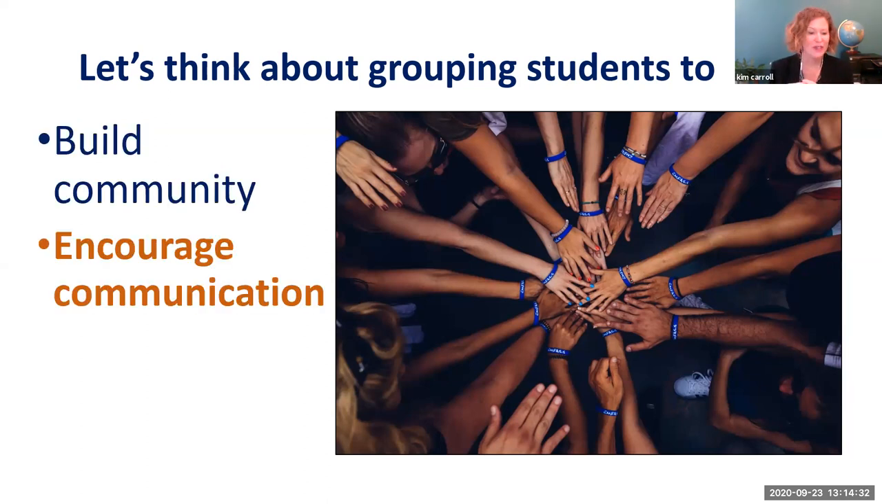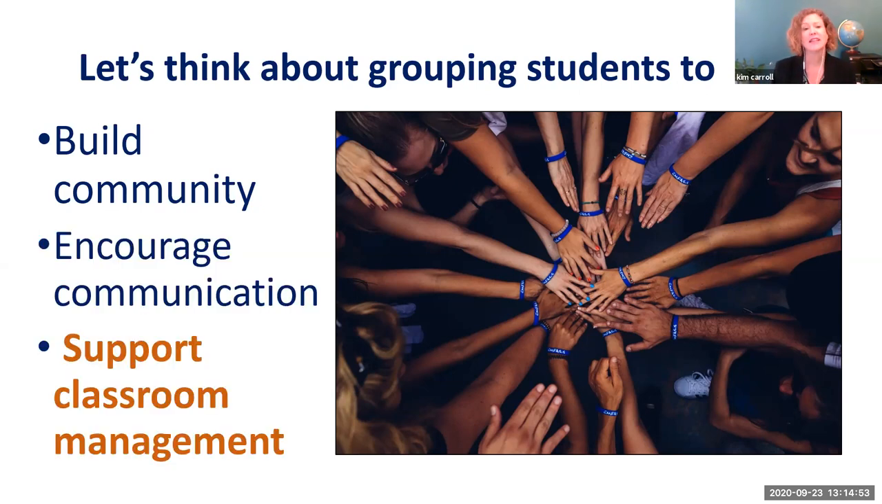Second, it really helps us to encourage communication among our students. And as language teachers, that's what we want, right? We want our students to communicate not only with us, but with each other. So small groups in pairs is a great way to encourage and foster good communication among the students.